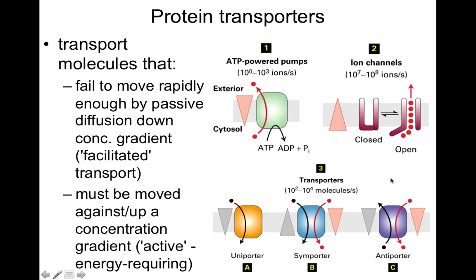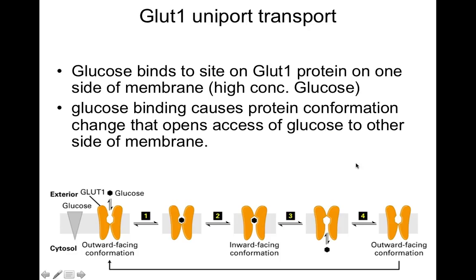So here's an example of a uniporter system. So we have glucose, and basically, remember, glucose we need. We need to bring in glucose into our muscle cells for storage in the form of glycogen.